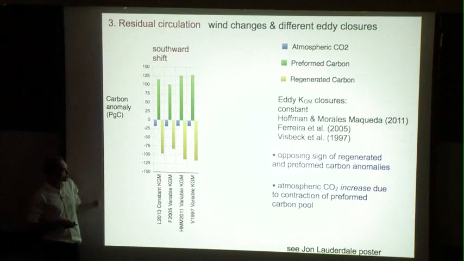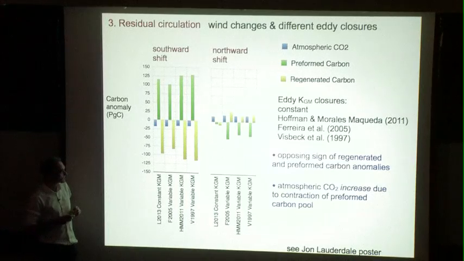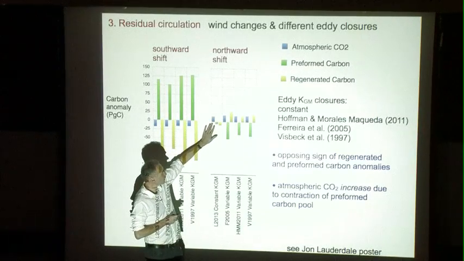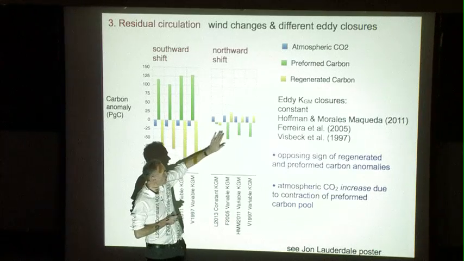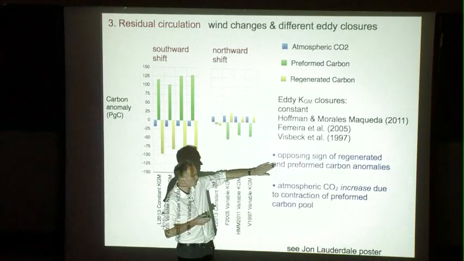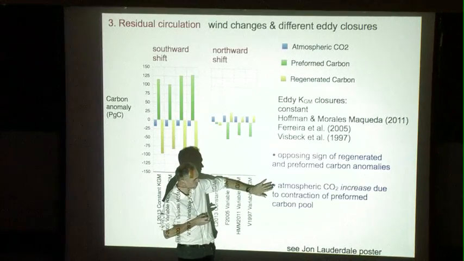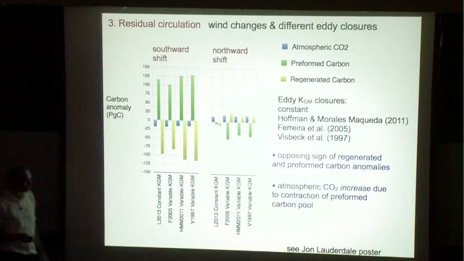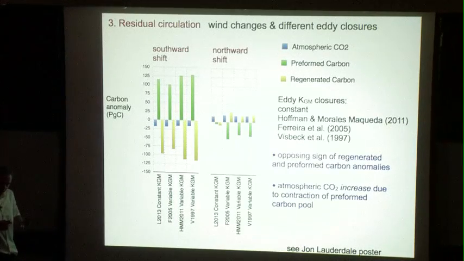If we try southward shifts or northward shifts, the results start to differ slightly, though. Particularly the northward shift, we find that the constant eddy closure coefficient looks like an outlier compared with these three other cases. Again, we're generally getting opposing signs of these anomalies, but also the dominant role alters slightly, in that the atmospheric CO2 is increasing when the preformed is contracting. I think the answer here is that this is a complicated problem involving both physics and the biology, and whilst one would like to seek as simple a controlling view as possible, this problem is difficult.